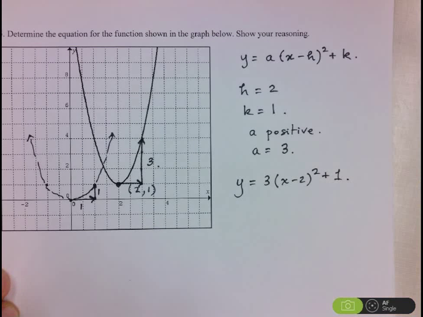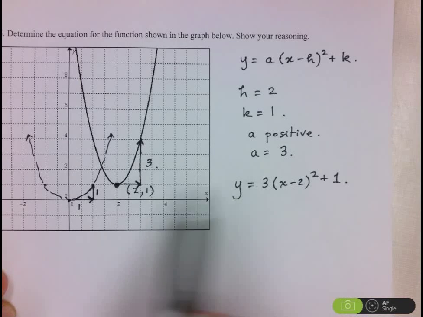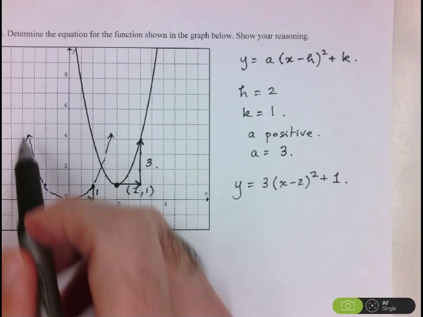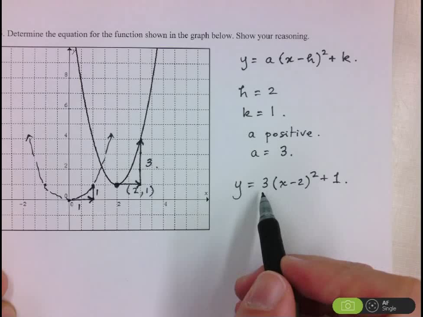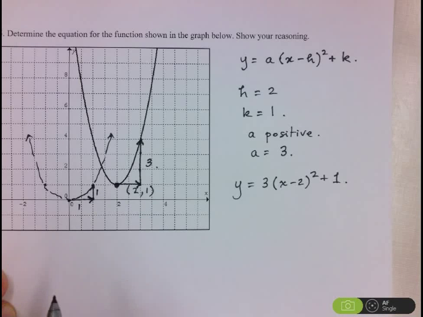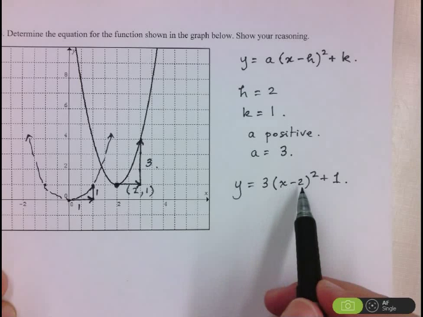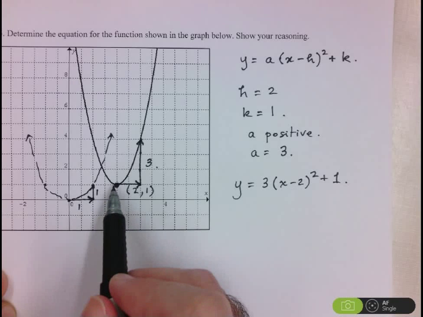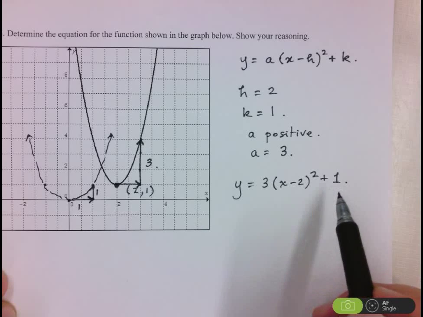Let's just take a quick look to see if that makes sense. a is positive, which makes sense because the parabola opens upwards. I see that it's thinner than what y equals x squared would be on this graph, so it makes sense that the a value is greater than 1. And I see that the vertex has been shifted to the right by 2 units, so x minus 2 here, and it's been shifted upwards by 1 unit, so that's where the plus 1 comes from. Okay, that's it for now.